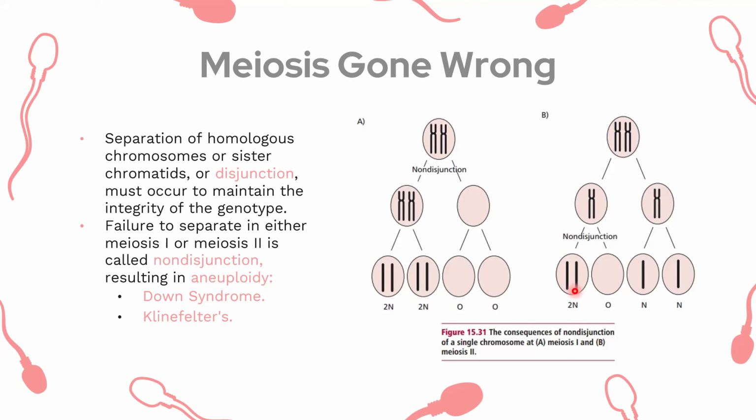And this is what happens to us in Down syndrome and Klinefelter's. Down syndrome is when we have trisomy, or 3 chromosomes instead of 2, so a set of 3, of chromosome 21. Klinefelter's is when we have an extra X chromosome. So instead of having 46 chromosomes, we're going to have 47, and it's going to be XXY. So we have an extra X chromosome.